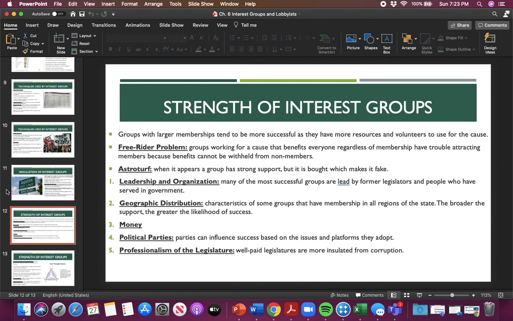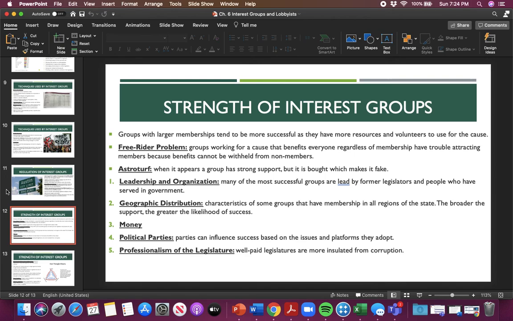Political parties. Political parties, if they adopt those issues into their party platform, those issues get amplified by the influence of political parties. So, like, abortion is a good example. Being pro choice is definitely more aligned with Democrats. Being pro life is more aligned with Republicans, and they talk about that issue a lot. So, if you are a group advocating for those issues, you already have the support of the political parties.